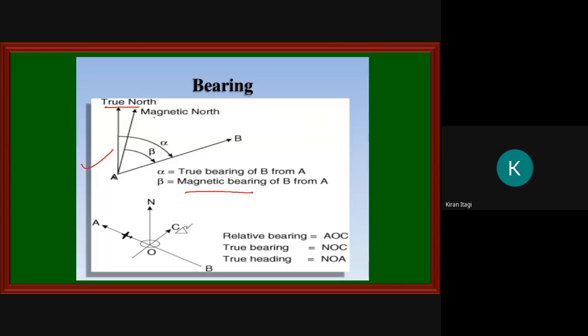True north, magnetic north. Okay. If the angle is made with respect to true north, it is true bearing. If it is made with respect to magnetic north, it is magnetic bearing. I hope you have taken the figure.